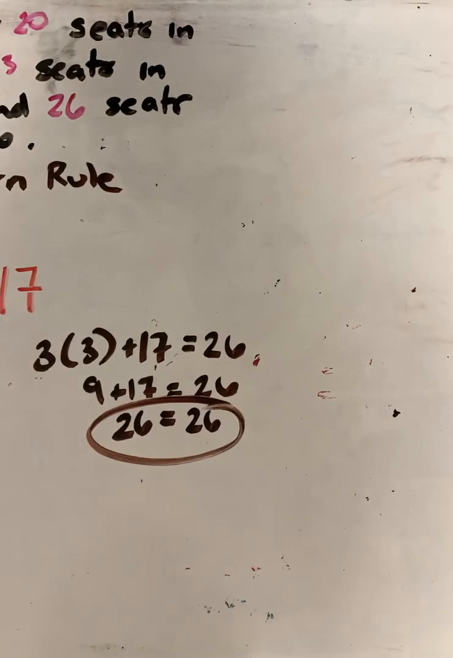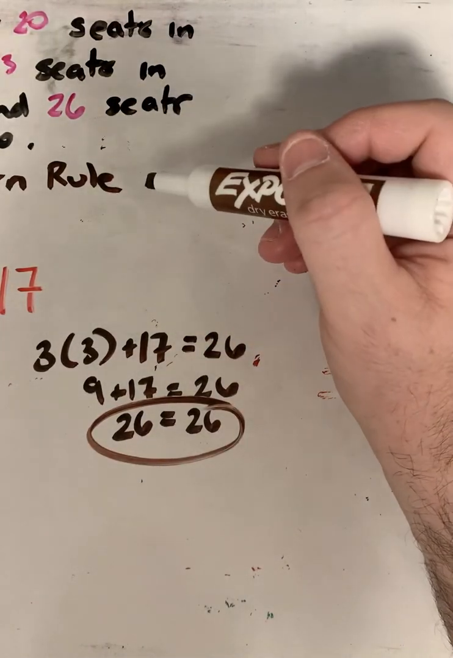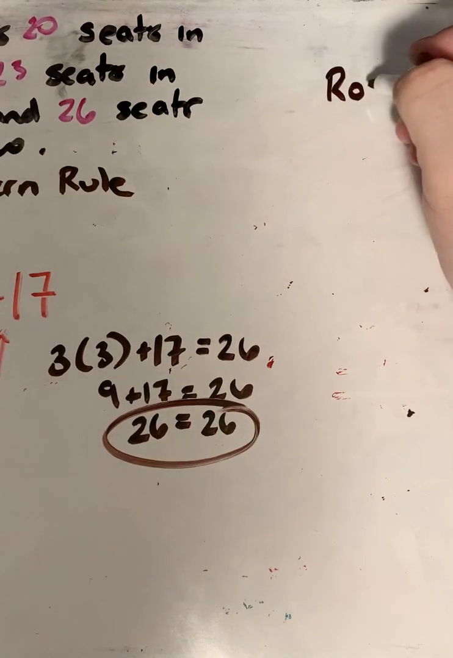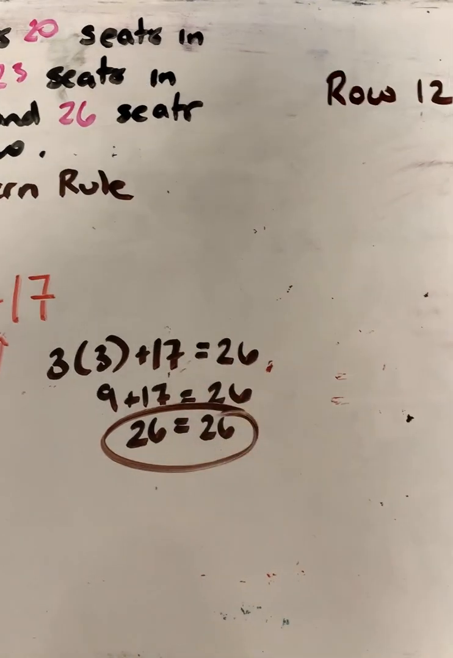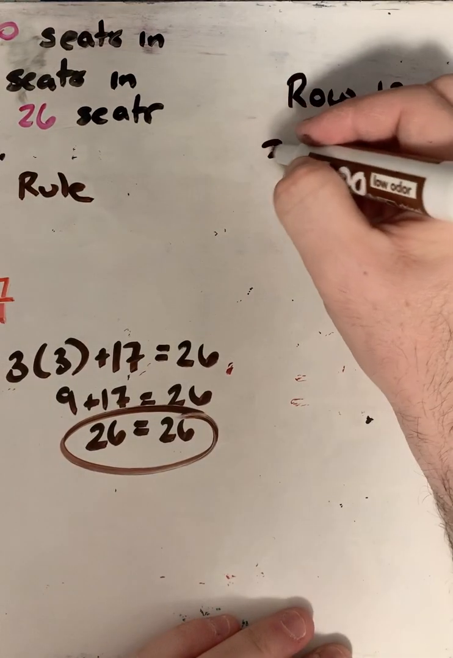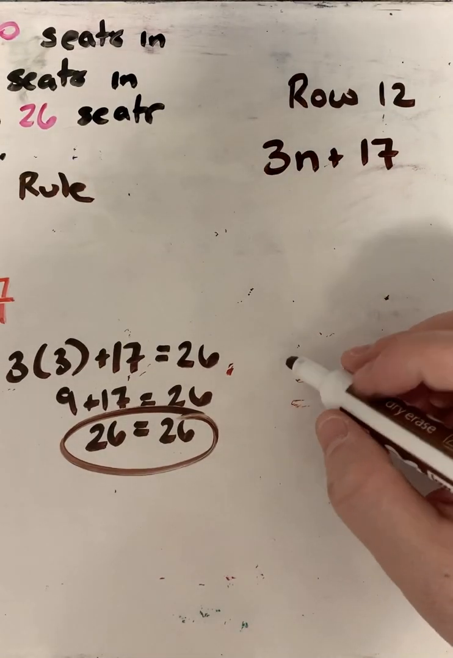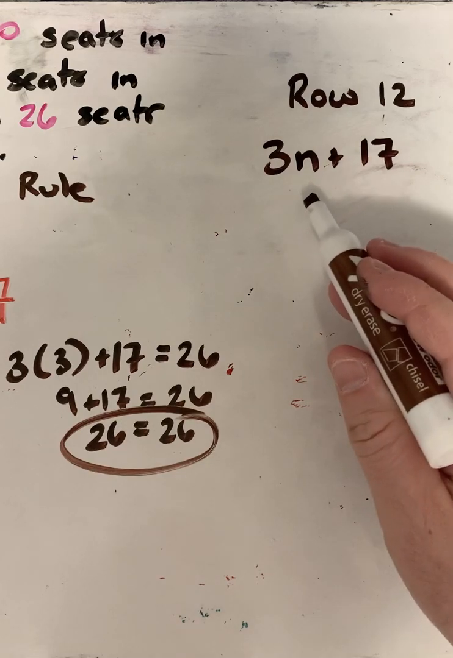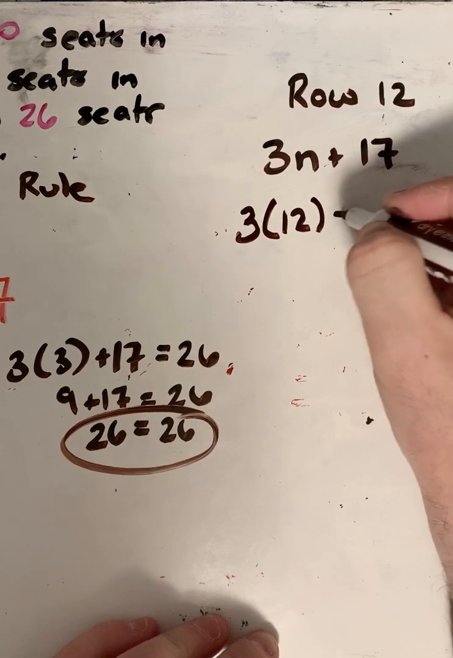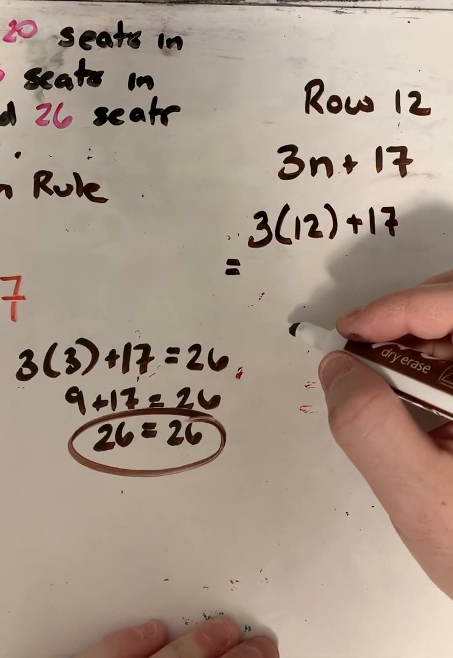But here's the application piece. I said in the first row there's 20, the second row there's 23, third row is 26. What if I wanted to know how many seats there were in row 12? So what would I do? Well, I'd take the pattern rule, 3n plus 17, and instead of the n, I would replace it with 12, right? So I'd write 3 times 12 plus 17. And then I'm going to put my equal sign on the outside because I'm trying to figure it out.